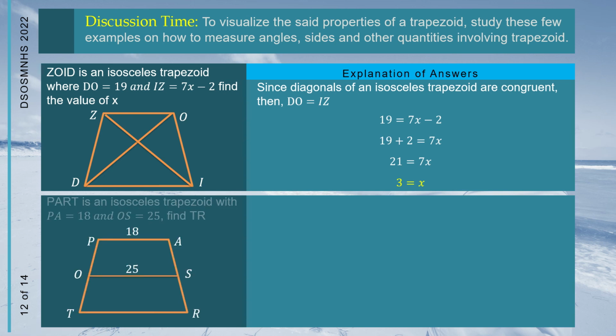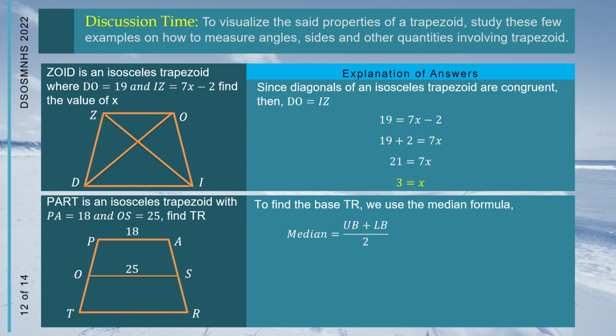Sixth example. PART is an isosceles trapezoid with PA 18, OS 25. Find TR. The lower base is missing, and the upper base and median are given. So to find the lower base TR, we use the median formula. Median is equal to the upper base plus the lower base, divided by 2. Here the median is represented by OS, so OS is equal to the upper base, which is PA, plus the lower base TR, divided by 2.